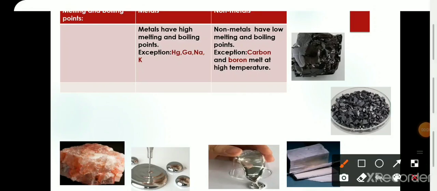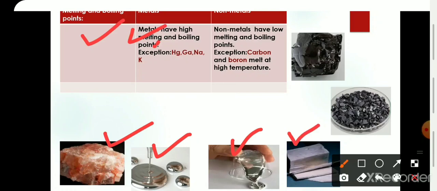Next property is melting point and boiling point. Mostly metals have a high melting and boiling point. Exception: mercury, gallium, sodium, potassium. They all are metals, but they have a low melting and boiling point. While non-metals have a low melting and boiling point. Exception: carbon and boron. They are non-metals. Even then, they melt at a very high temperature.